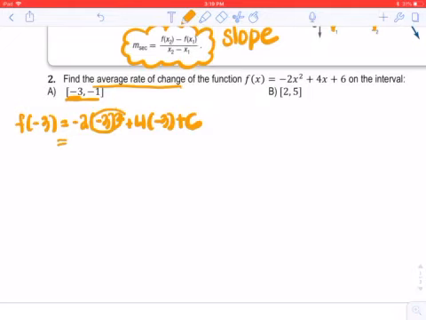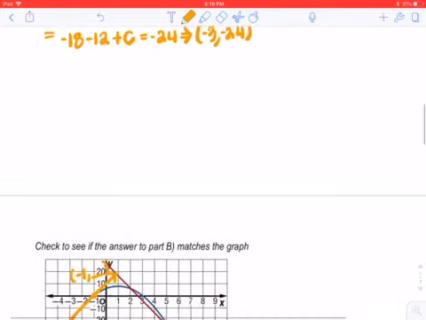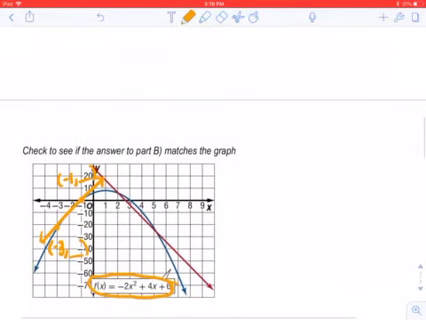Now you need to clean it up. This is 9. Negative 2 times 9 is negative 18. 4 times negative 3 is negative 12, and then plus 6. Negative 18 and negative 12 is negative 30. Negative 30 and 6 is negative 24. So when we plugged in negative 3, we got a y value of negative 24. Now realize what we just found: this point's at negative 3, negative 24.